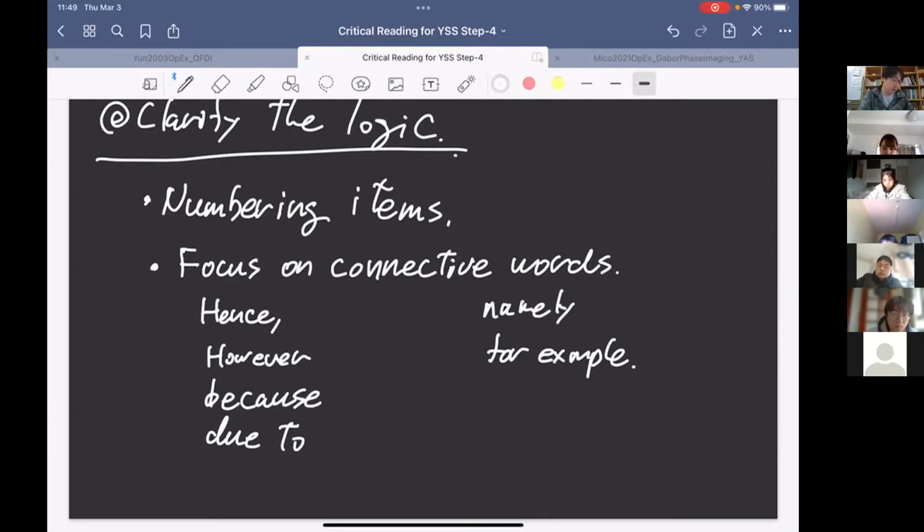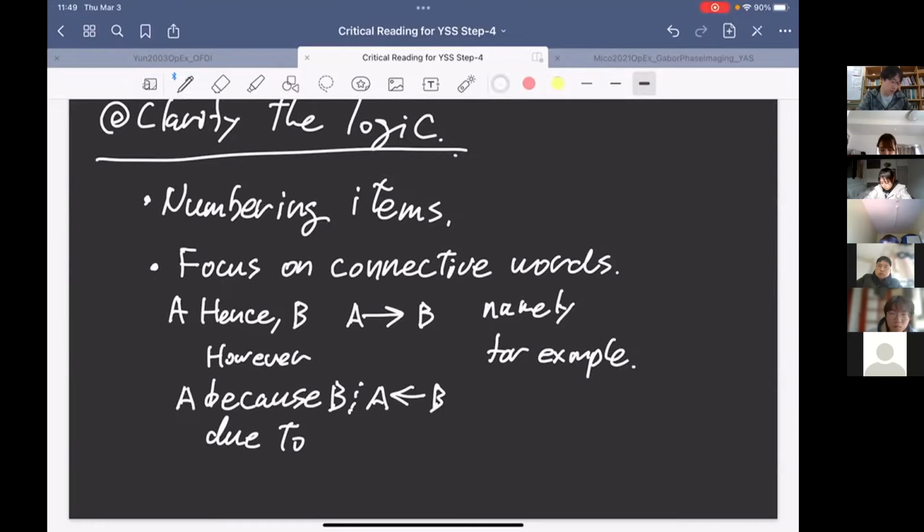Like hence is A, hence B means this relationship. A is a reason or the cause of B, right? And maybe because is also similar. A because B. So in this case, the direction of the arrow is opposite. But in any way, it explains the causation.